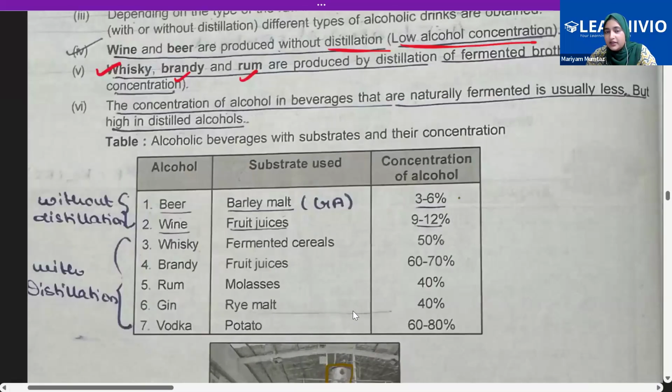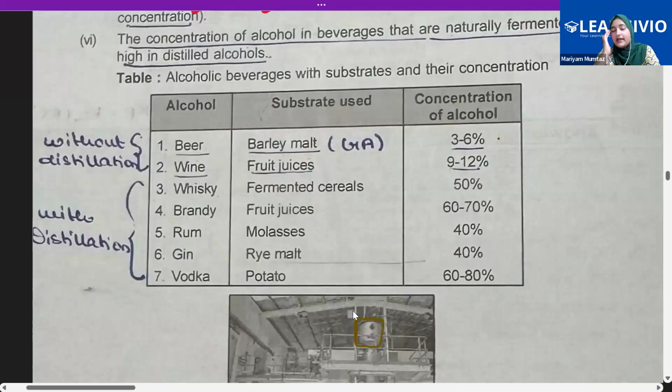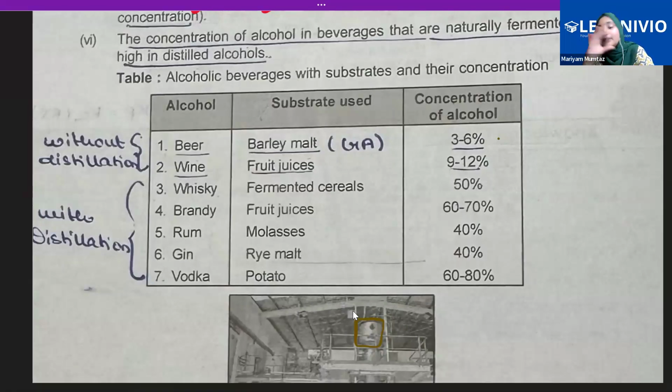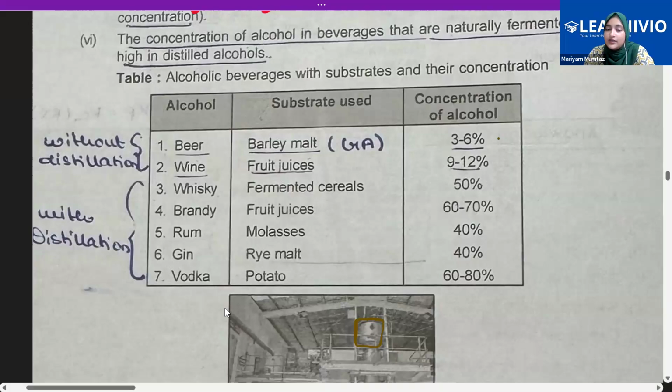So if you see in this particular table, they have shown you the different alcohol types and the concentration of alcohol they have. Beer has the least, that is 3 to 6%. Wine, 9 to 12%. Whiskey has 50% alcoholic concentration. Brandy has 60 to 70%. Rum has 40%. Gin also has 40%. And lastly, there's vodka, which has the most alcoholic concentration, that is 60 to 80%.